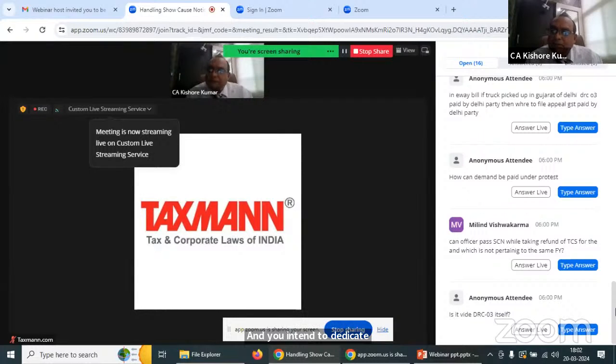In e-way bill, if the truck is picked up in Gujarat or Delhi, DRC is paid by the party. Where to file? Friend, the appeal is to be filed before the jurisdictional officer who has issued the show cause notice. First, you need to file a reply to that, and against that, to that jurisdictional authority, you need to file an appeal.